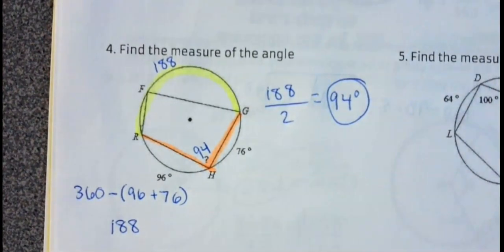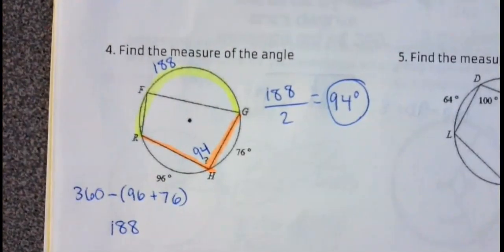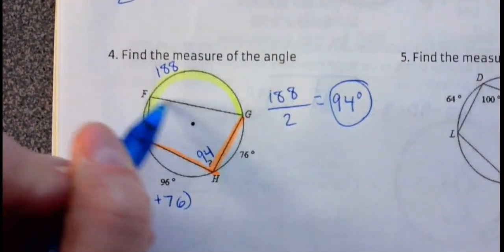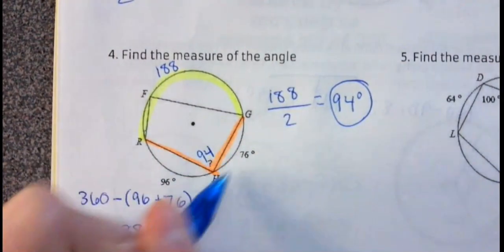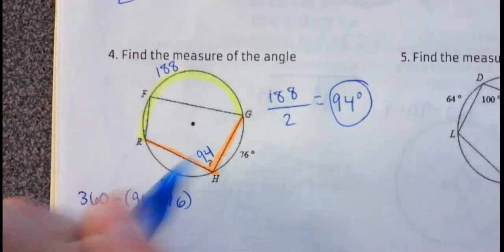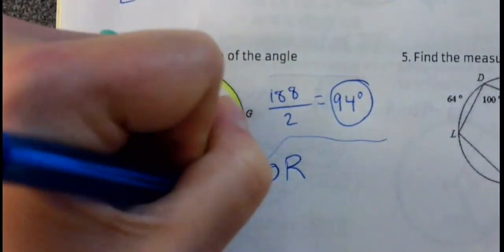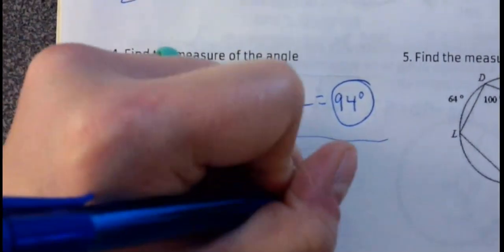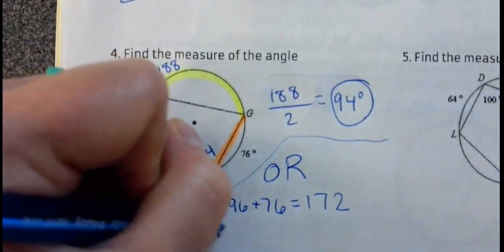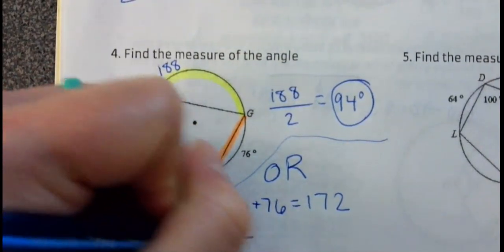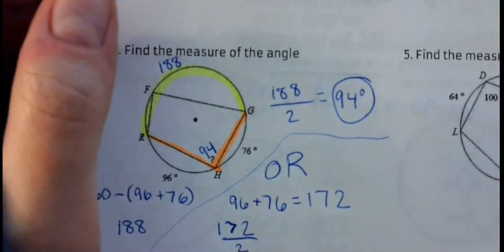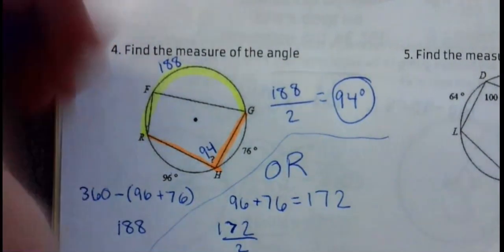Okay, that's one way you can do it, but the thing that is nice about circles is it's kind of a puzzle and you can figure out lots of different ways. The other way you could have done this is to realize, oh, we can figure out angle F by taking these 2, so 96 and 76. So 96 plus 76 equals 172. And then if you cut 172 in half, what do we get? 172 divided by 2. You get 86.